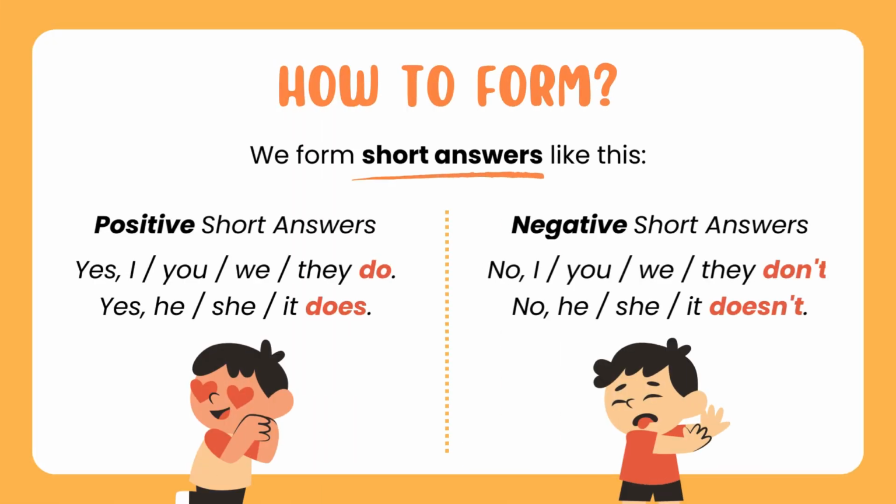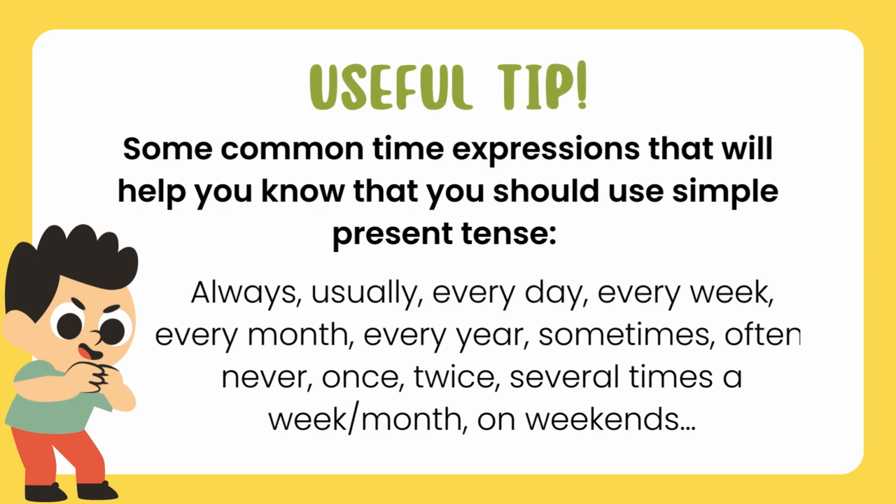We sometimes answer questions shortly, so we form them like this. When they are positive short answers, we say, for example, yes, I do, or you do, we do, they do. With he, she, it, we say, yes, he does, she does, it does. And in negative short answers, we just add not. No, I don't, or no, he doesn't. All clear?